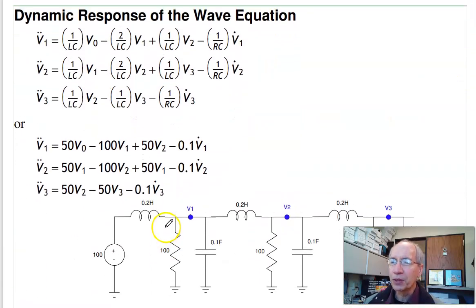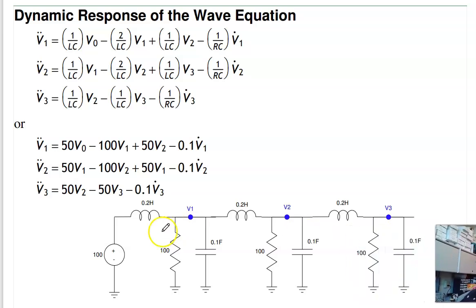If I have a 3-node wave equation, what I'm going to get at node 1 is V1 second derivative is 1 over LC times V0, 2 over LC times V1 minus 2 over LC, plus 1 over LC times V2 minus 1 over RC times V1 dot. Likewise at node 2, likewise at node 3. Node 3 is a little bit of an oddball. There's only one inductor attached, so rather than getting 2 right here, I just get 1. If I plug in numbers, I get my coupled second-order differential equations.